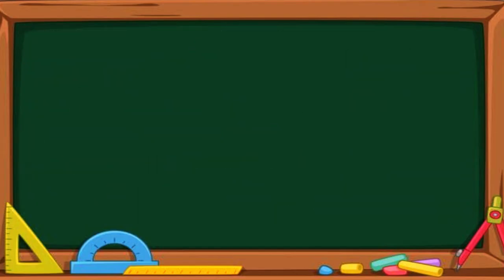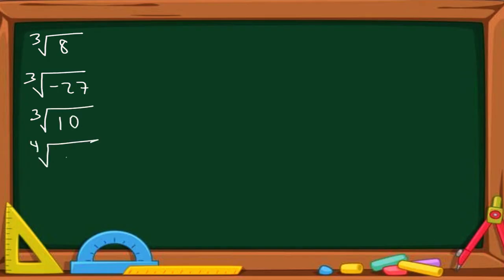Now, let's consider some examples with cube roots, given that we've considered a lot of examples with square roots. So let's start with the cube root of 8, and then we'll have the cube root of -27, and the cube root of 10. And then the fourth root of -16, the fourth root of 81, and the fourth root of 20. So the cube root of 8, how would you describe that?